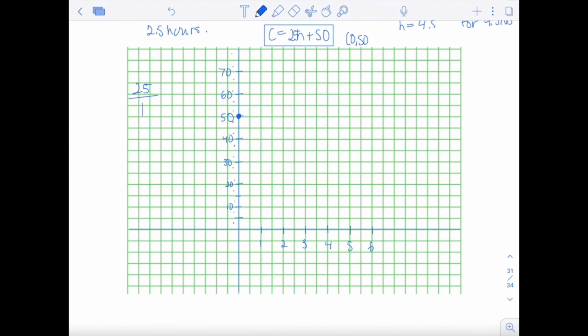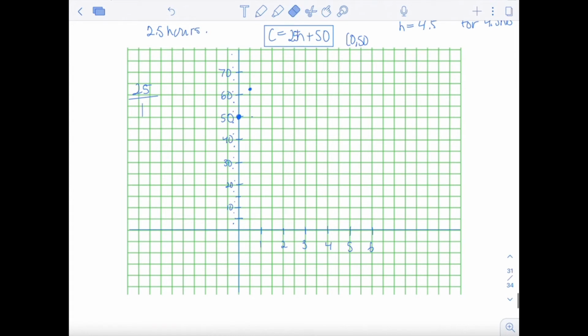So if I go over 1, I should be going up 25. Sorry, when I go over 1 unit, up 25. So that'll be my next point. This is 1, this is 25. Okay, I probably could have done a better job with this, but you get the point, no pun intended. So here we go. We're going to draw this line in.